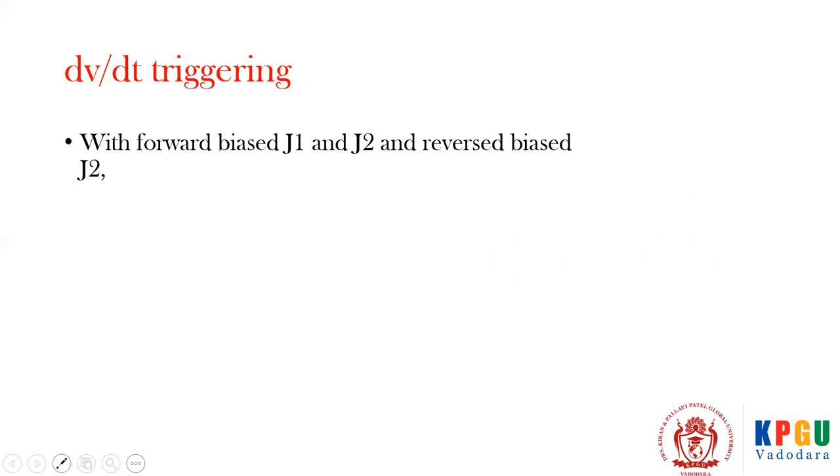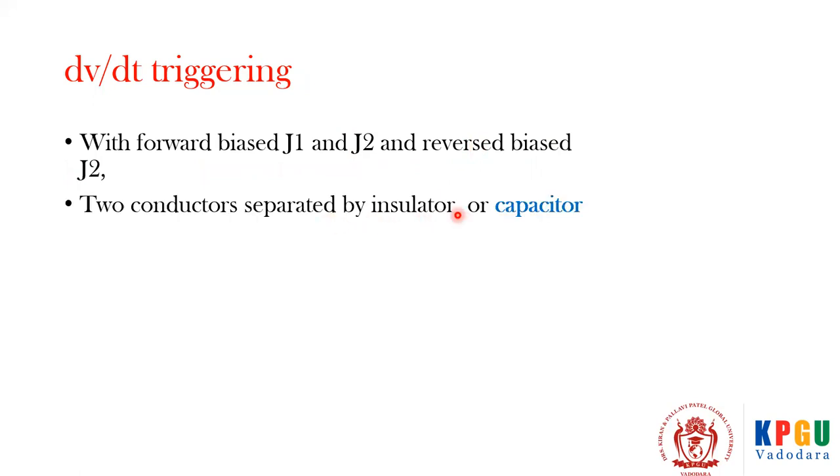So, when it is in a forward blocking mode, when anode and cathode are positive and negative respectively, junctions J1 and J3 are forward bias, sorry, and the junction J2 is reverse bias, right? So this is the situation where two conductors are separated by an insulator, right? J1 and J3 are behaving as a conductor because they are forward bias, and J2 in between is a reverse bias, so it is acting as an insulator. So this is nothing but it's forming a capacitor.